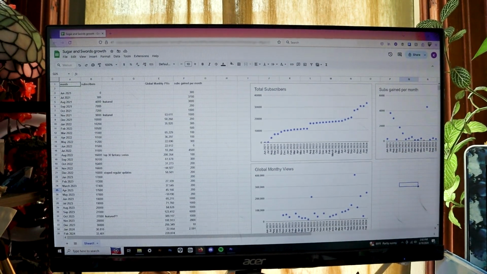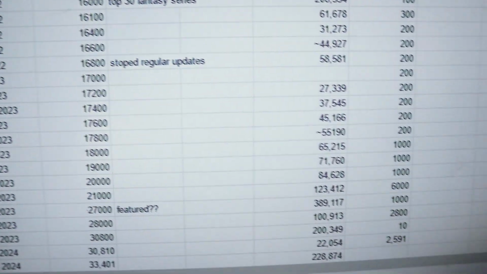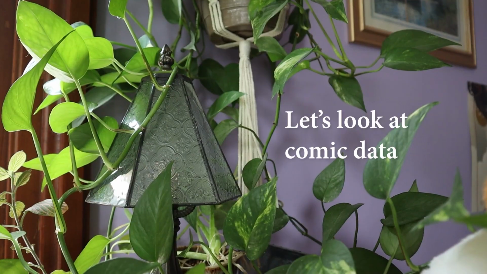Over the past 2.5 years, I've been collecting data on my comic, so let's see how it's grown.